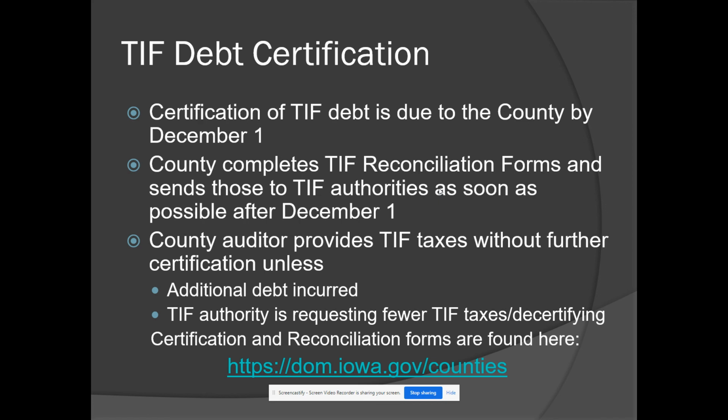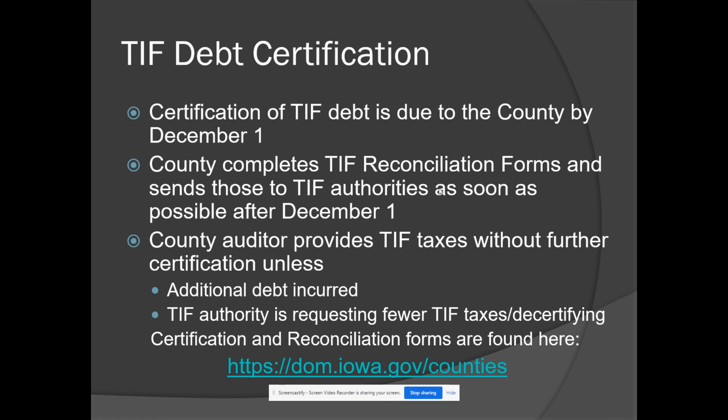And so that way it gets the city, if we're talking about a city TIF authority, and the county on the same page as far as what is the total outstanding debt that is still owed on this particular project, on this particular debt instrument. It's, again, a communication tool. The reconciliation form is a communication tool.